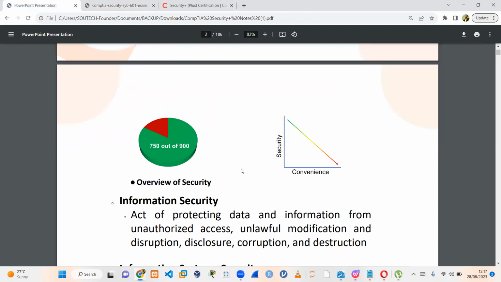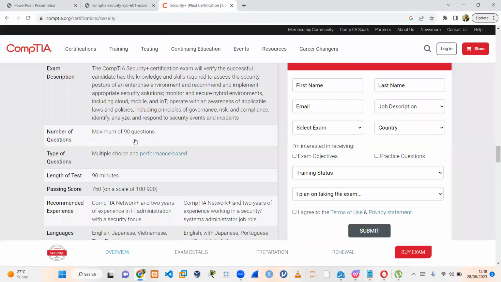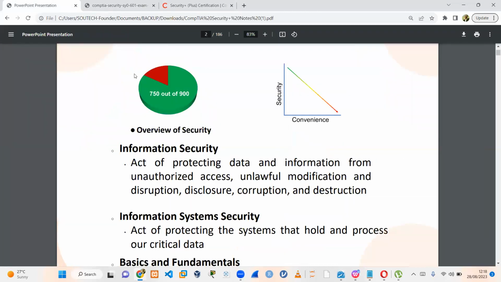So let's look at the foundation to cybersecurity. We'll start talking about the overview of security. And of course, don't forget that you need to score about 750 for your exam. 750 on the scale of 100 to 900 for you to pass. So give or take, if you're using test dumps, you want to be scoring at least 80, 85, 90% to be sure that you are prepared for the exam.